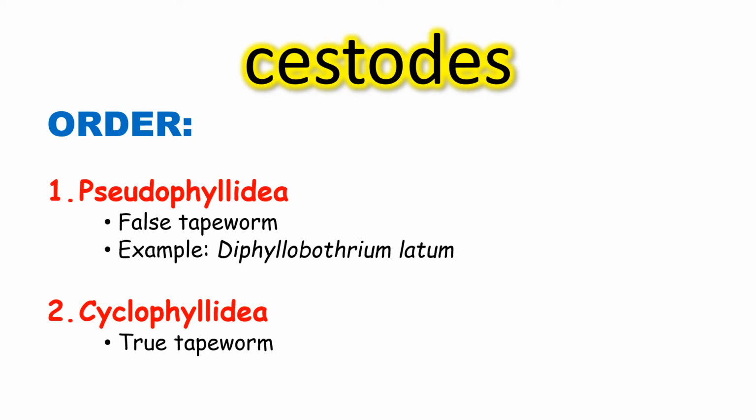So let's proceed to the order of cestodes. As I have mentioned earlier, we have the Cyclophyllidea and we have the Pseudophyllidea. This Pseudophyllidea is known as the false tapeworm. Later on we will know why it is called a false tapeworm. An example of Pseudophyllidea is Diphyllobothrium latum, the best example. And the Cyclophyllidea are the true tapeworms. Majority of the cestodes are considered Cyclophyllidean cestodes. Okay?